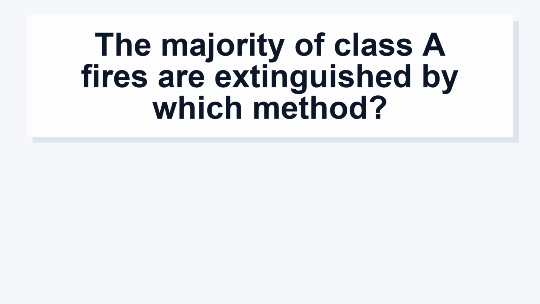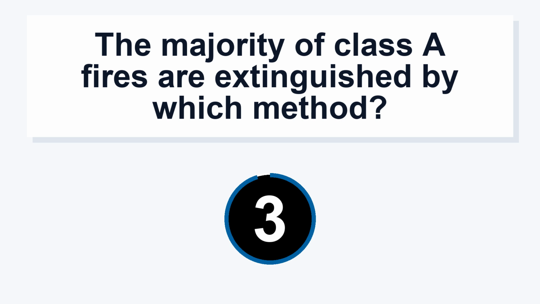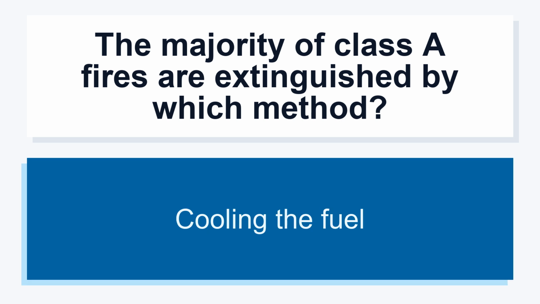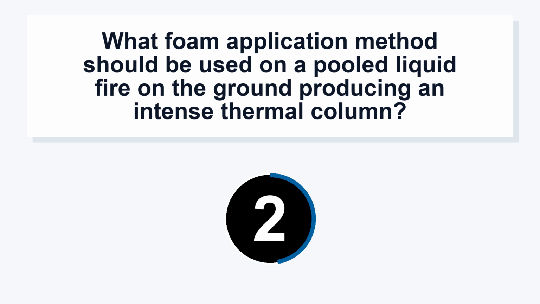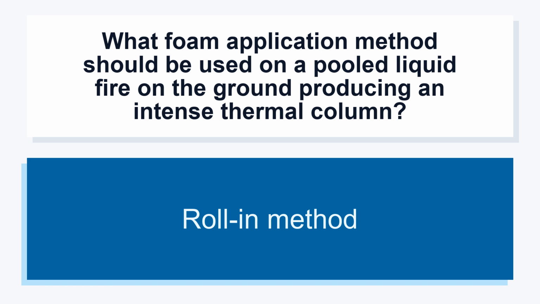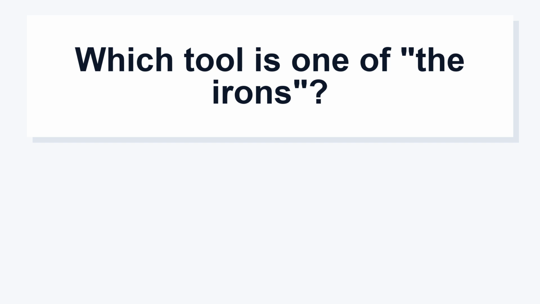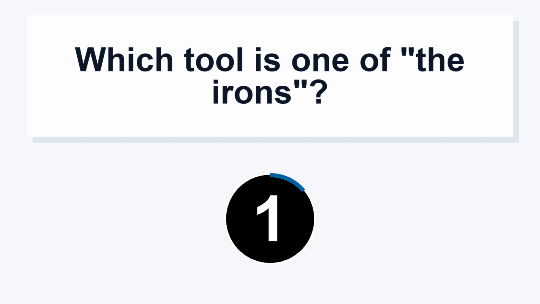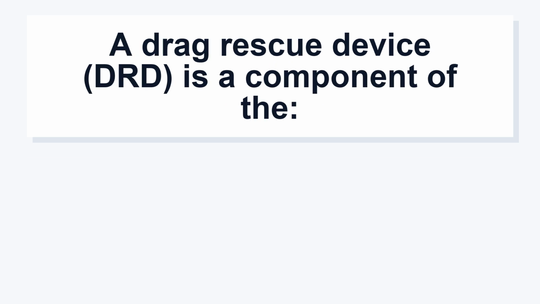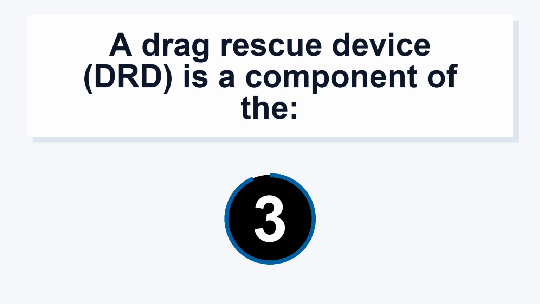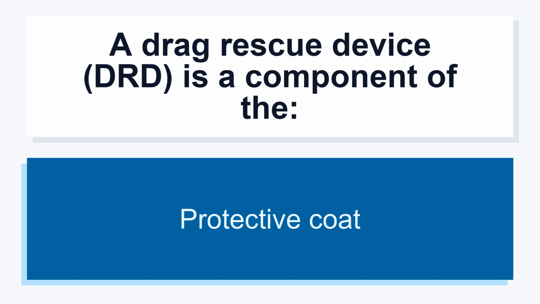The majority of Class A fires are extinguished by which method? Cooling the fuel. What foam application method should be used on a pooled liquid fire on the ground producing an intense thermal column? Roll-in method. Which tool is one of the irons? Flathead axe. A drag rescue device, DRD, is a component of the protective coat.